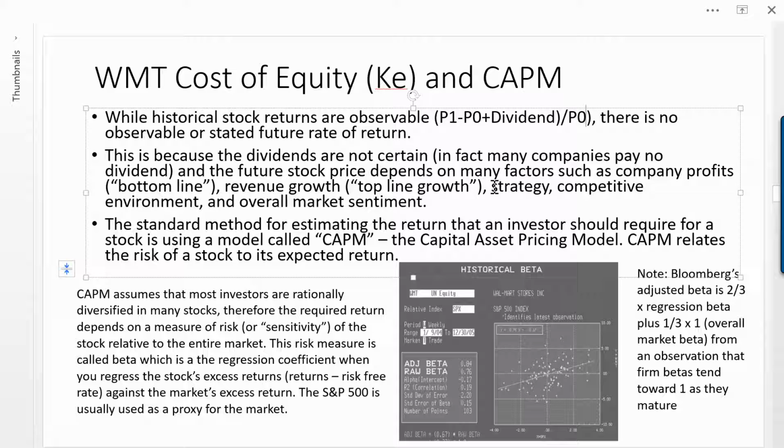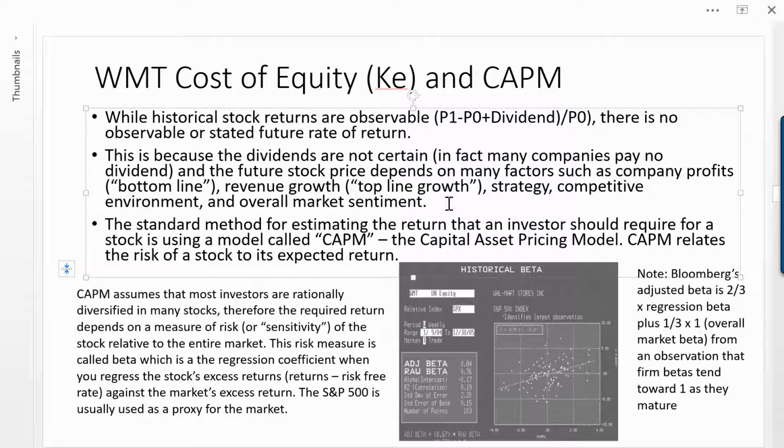Or maybe it's just an announcement of new strategy. Or some kind of competitive environment. Target has a new ad campaign that seems to be stealing market share from Walmart, so the price goes down, which had nothing to do with Walmart. Or the overall market sentiment. If the market crashes, it's going to bring down almost all stocks. So there's a lot of things that drive the future price of the stock, and dividends are uncertain.